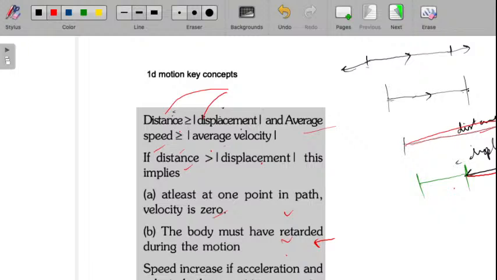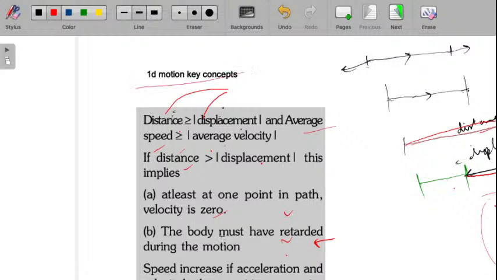Let's say the velocity is in this direction, acceleration in this direction. Since both are in the same direction, definitely the velocity will keep on increasing. Let's say the velocity is negative, so it's in the opposite direction. Now the acceleration is also negative. Still both of these quantities will aid each other, and the speed will still increase. So these statements apply for the 1D motion alone.